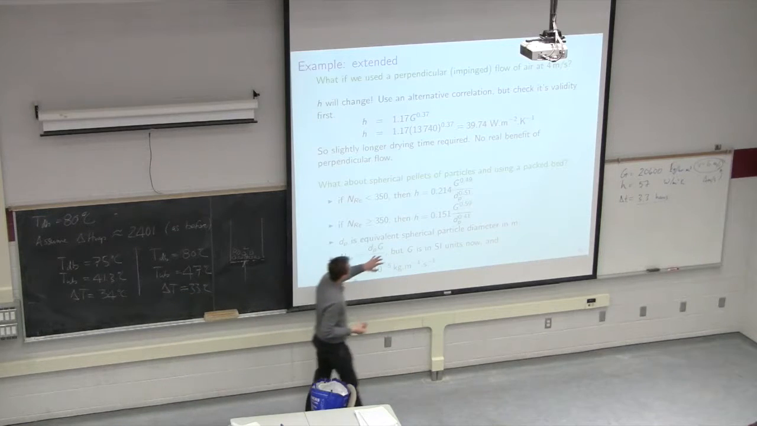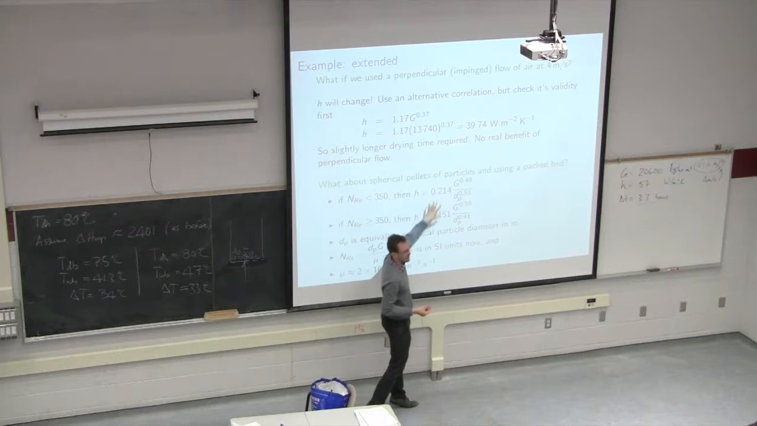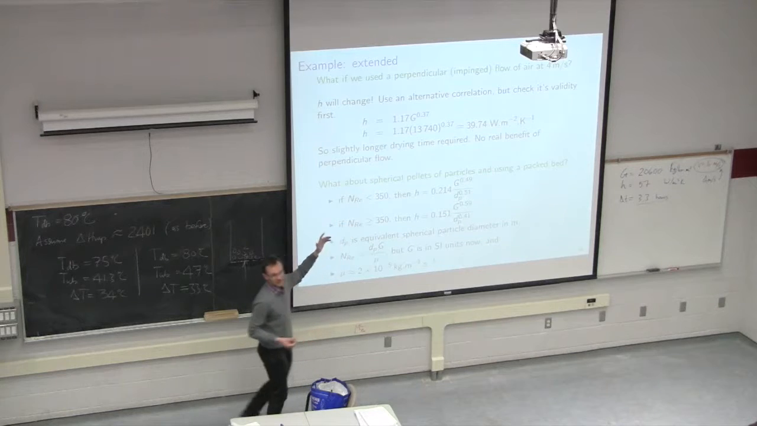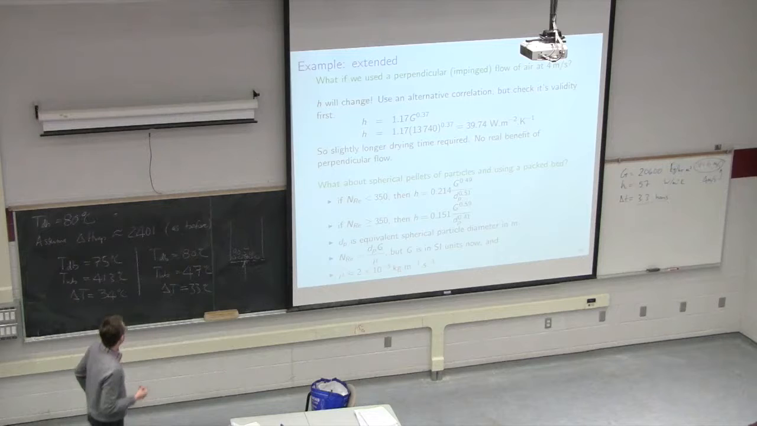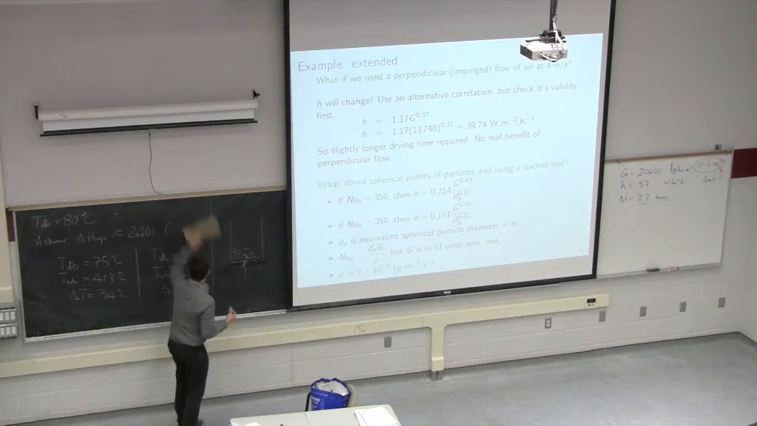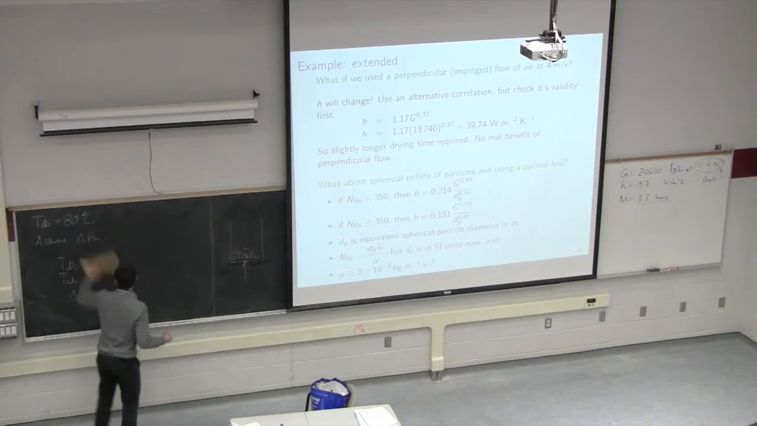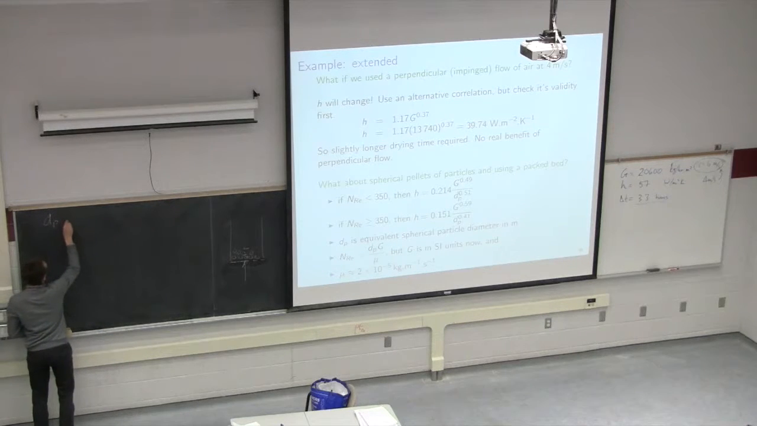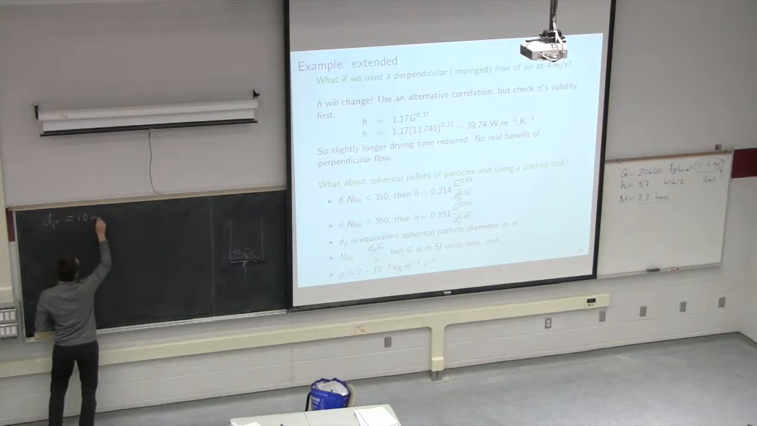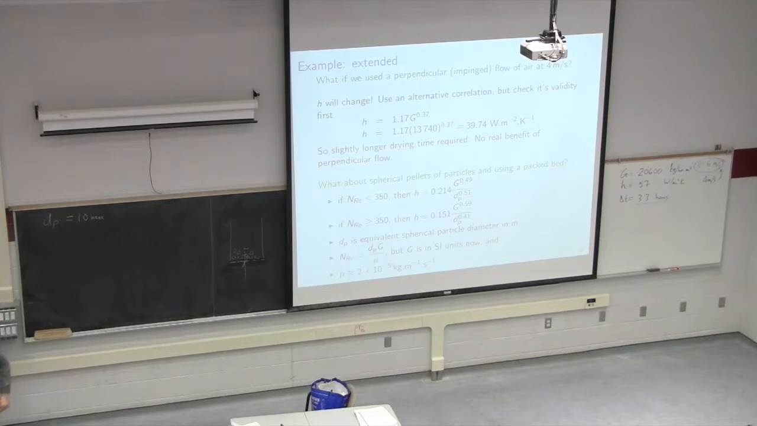And correlations for H then are given by these two equations, depending on our Reynolds number being greater or smaller than 350. Okay, so let me challenge you now to try this calculation using that new correlation. And let's assume we can break our particles up so that they have about 1 centimeter diameter. So see and calculate what your heat transfer coefficient is for this situation. So I'll give you a few minutes to calculate that.